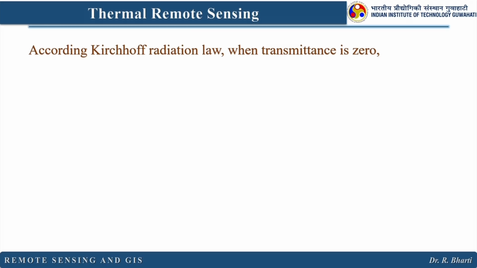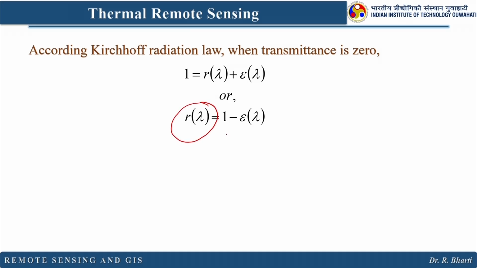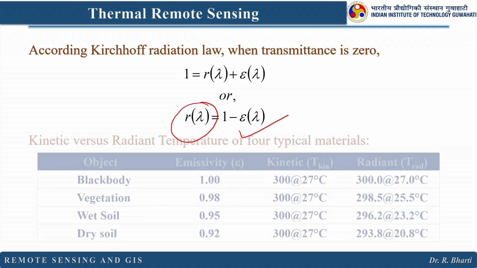According to Kirchhoff's radiation law, when transmittance is 0, what will happen? Your reflectance will be equal to 1 minus emissivity. This is used only when your target does not have any transmission, right.